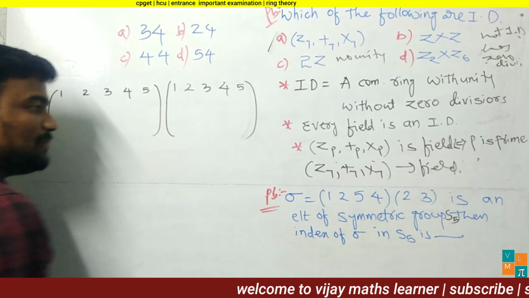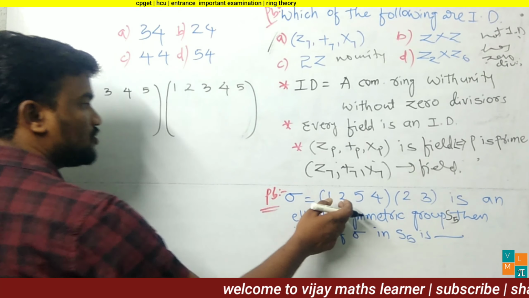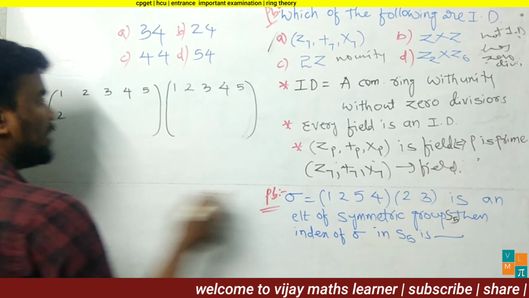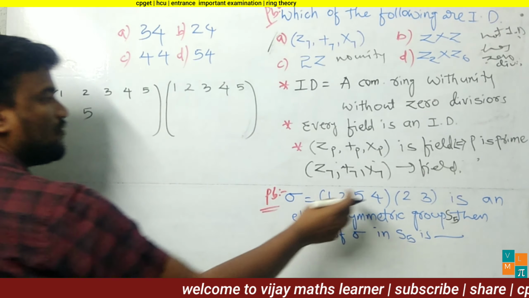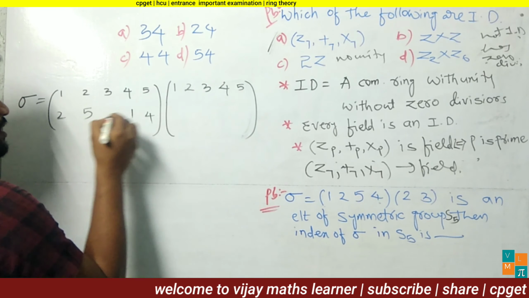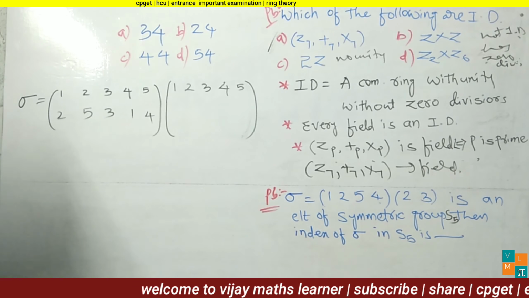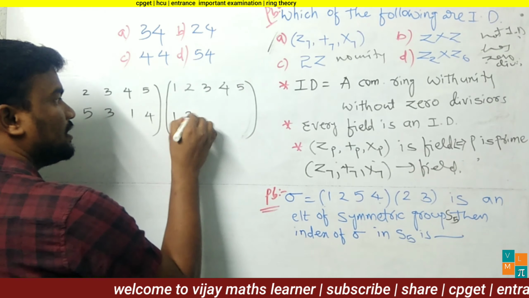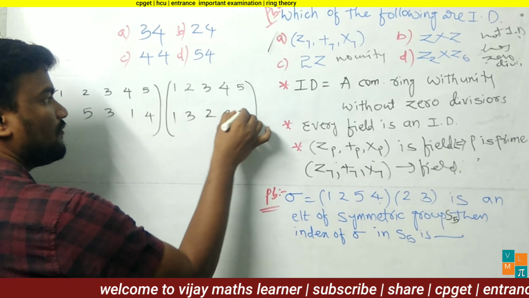Now these cycles can be written as follows. Here 1 implies 2, so the image of 1 is 2. Here 2 implies 5. 5 implies 4. Next 4 implies 1. Write 3 as it is. Next, 1 stays 1. 2 implies 3. Next 3 implies 2. Write 4, 5 as they are.